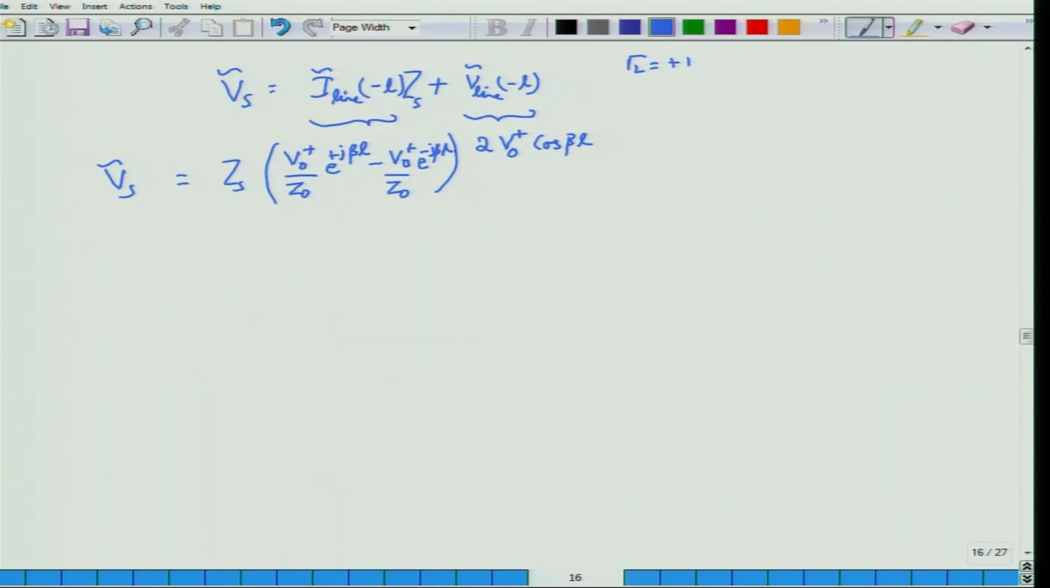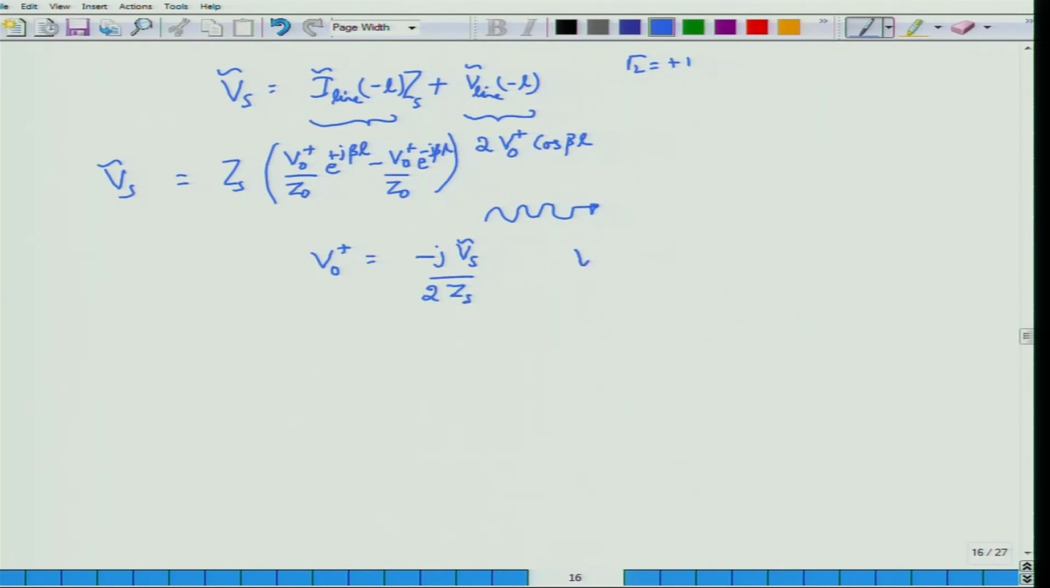If you actually solve these equations, you will then be able to show that V0 plus, which is the amplitude of the forward traveling voltage wave, turns out to be minus j Vs divided by 2 times Zs.